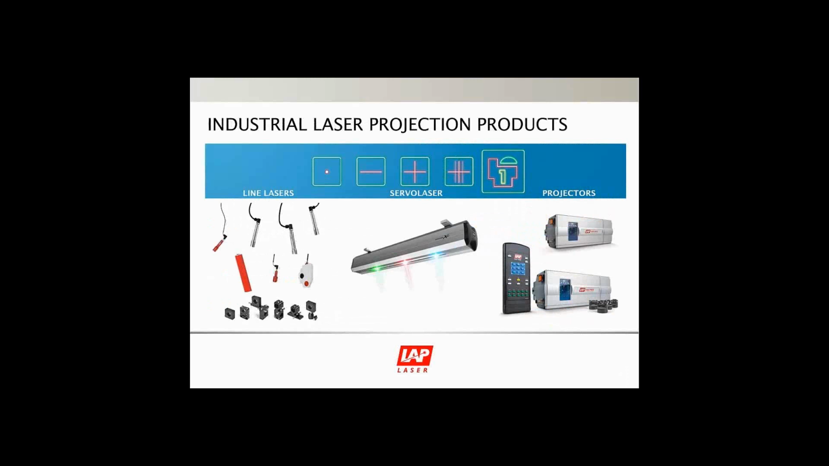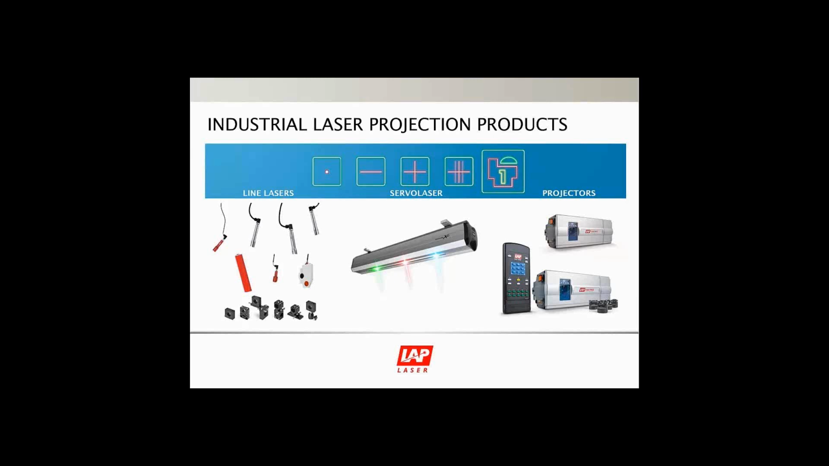LAP offers a complete range of laser projection products for industrial use. We can project everything from laser points to lines, crosses, fast-moving lines, up to free shape on most 3D surfaces. We offer line lasers in different power classes, with different optics and different laser colors. All products are well suited for the harsh environment of industrial use.